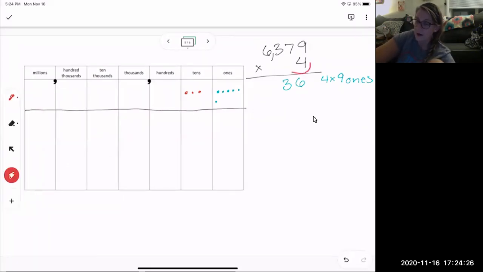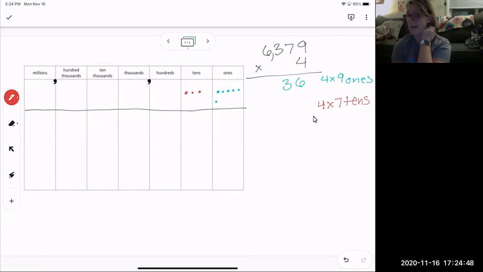Okay, so we have 4 ones, or 4 times 7 tens. Actually, let's write that a little lower. 4 times 7 tens. Okay, well, 4 times 7 is 28. So 4 times 7 tens is going to be 280. And I'm just writing it a little lower so we can represent it in our place value chart.